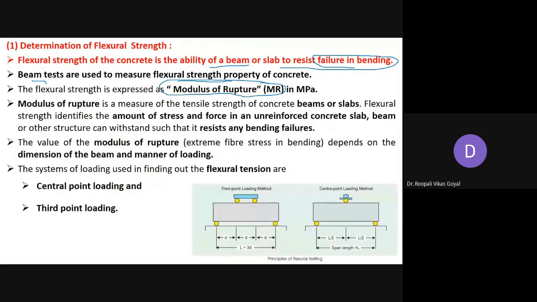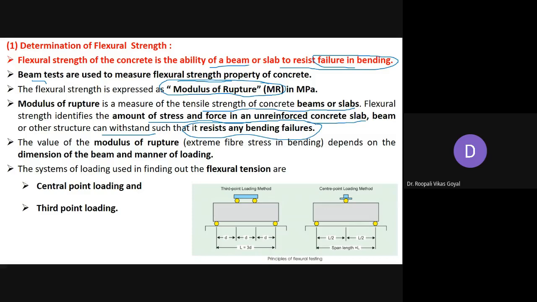This modulus of rupture is a measurement of the tensile strength of concrete for a beam or slab specimen. And this flexural strength identifies the amount of stress and force that an unreinforced concrete slab, beam or other structure can withstand such that it resists any bending failure.